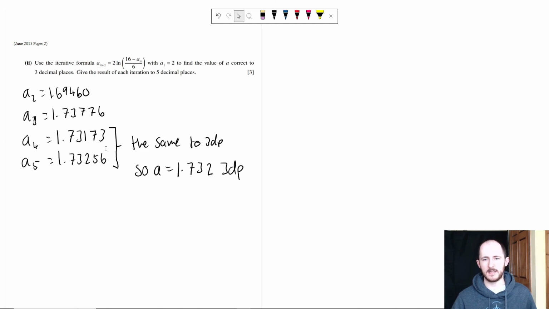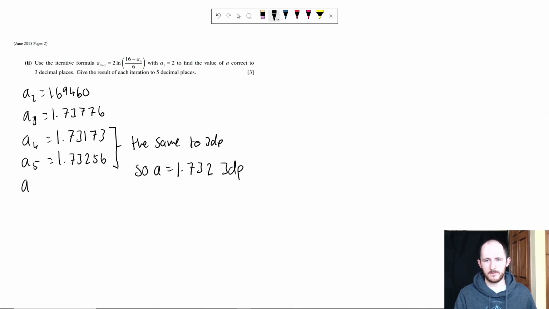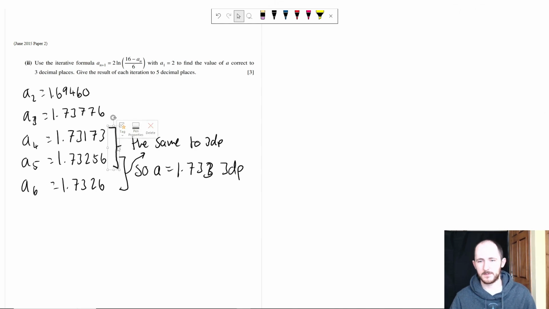So in this case, we would need to find what A6 is. My apologies, because A6 was 1.732, it was 6 something, I think. So these 2 things here have the same value to 3 decimal places, so that's the one we're going to use. These 2 are very similar, but slightly different. So that might be a better way of doing it. Okay, hopefully that makes sense.